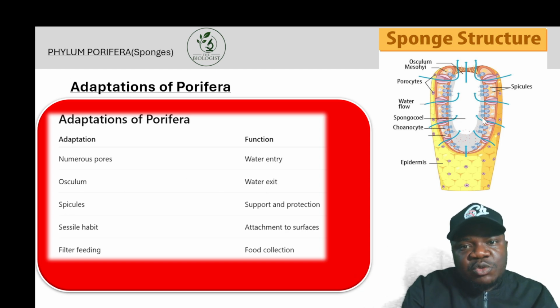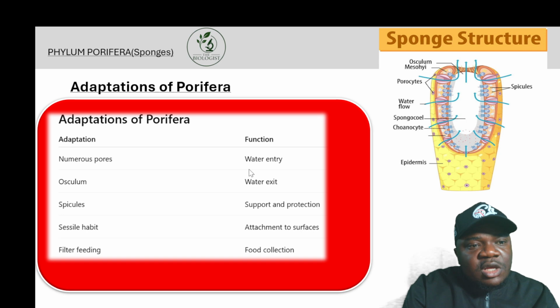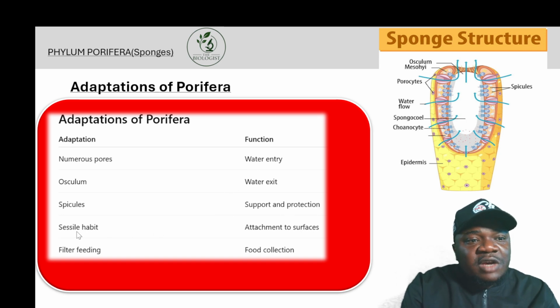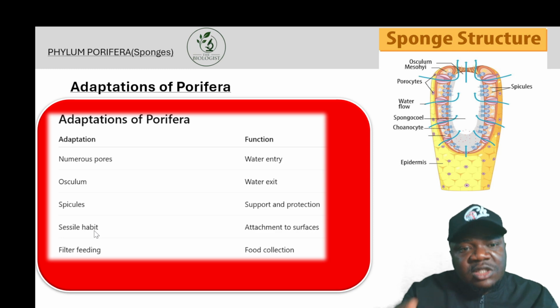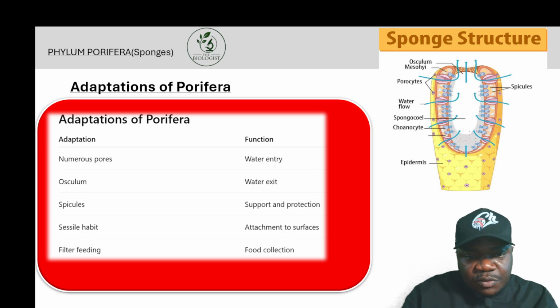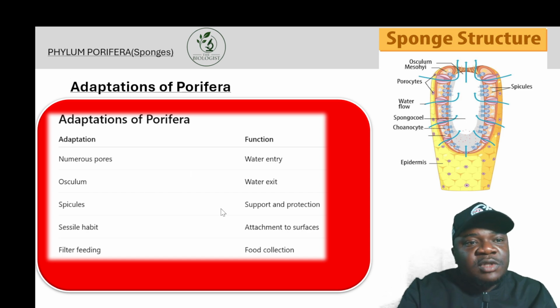They have your spicules. These are spicules, and what they do is help in support and protection. Then they have sessile habits where they attach themselves to other surfaces. Then filter feeding, which helps for food collection. So this is a very important aspect of the adaptation.